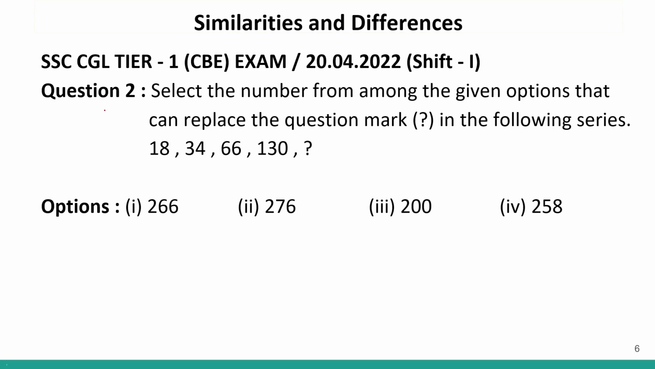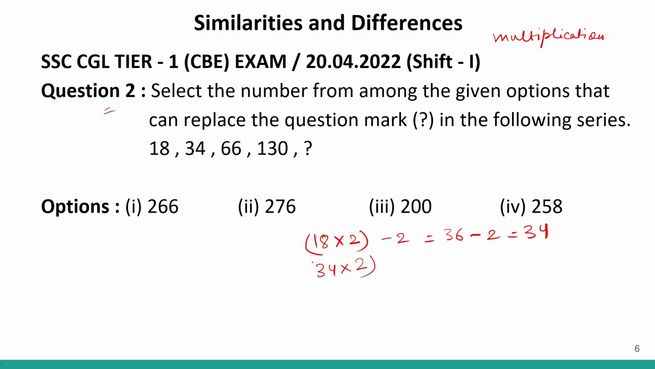Now let us look at question number 2. Over here we have 18, then 34, then 66, then 130. So I told you that whenever you see such huge jumps in numbers, try to solve it using multiplication. To reach 34, I would have to multiply 18 by 2 and then subtract 2 from it. Correct? Because 18 into 2 will give me 36, and if I subtract 2 from it, I'll get 34. Similarly, if I multiply 34 by 2 and subtract 2, I'll get 68 minus 2, which is 66. Similarly, for 66, if I multiply it by 2 and subtract 2, I'll get 132 minus 2, which will be 130.